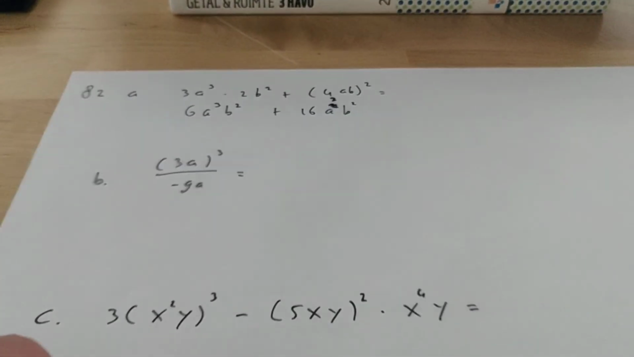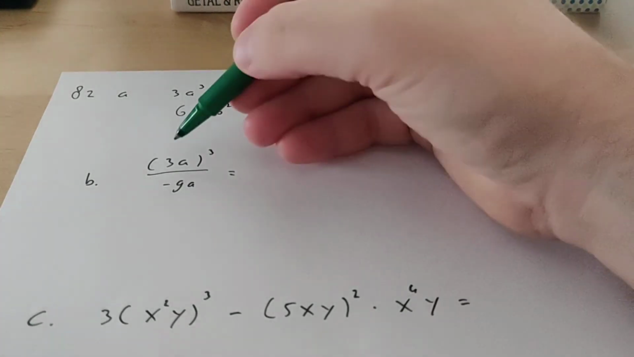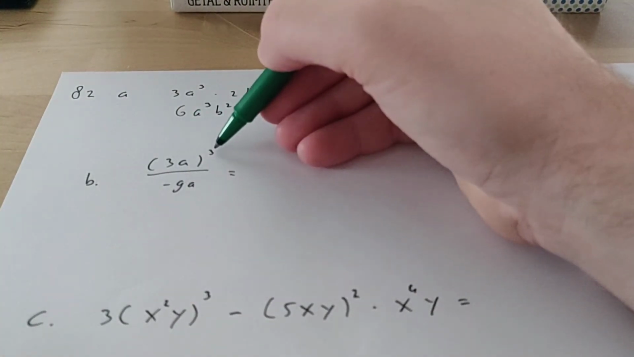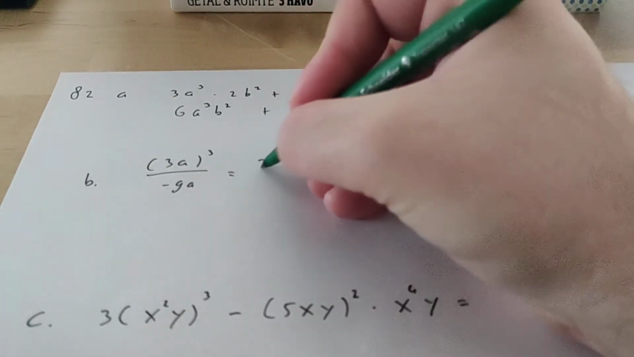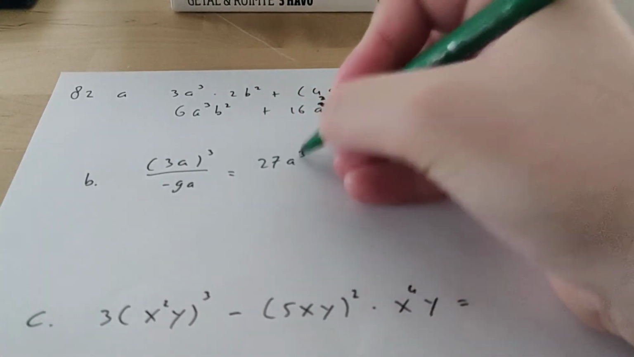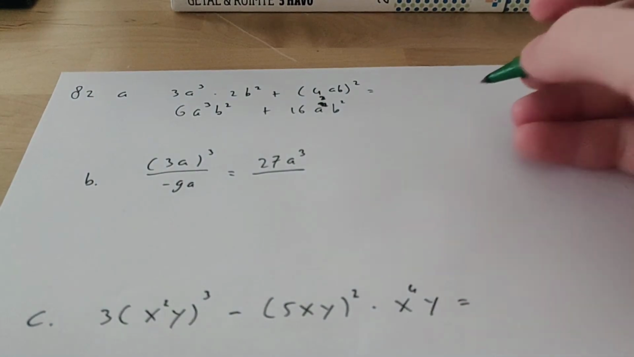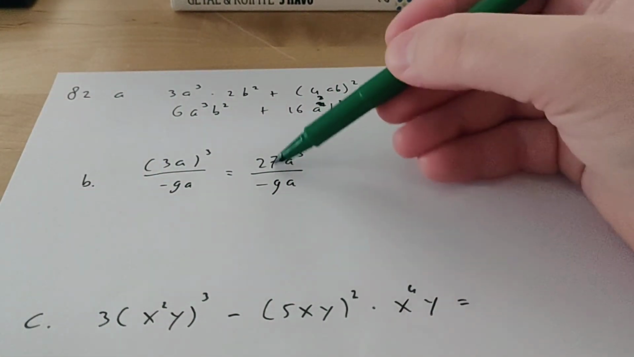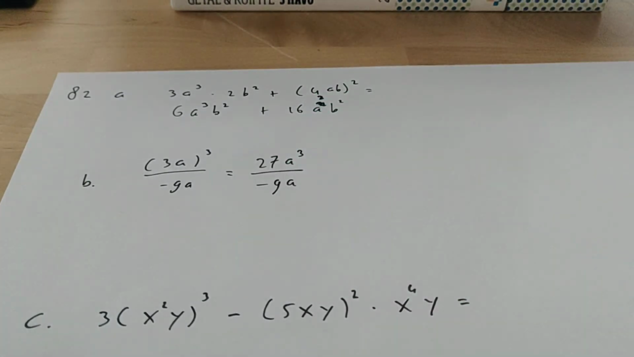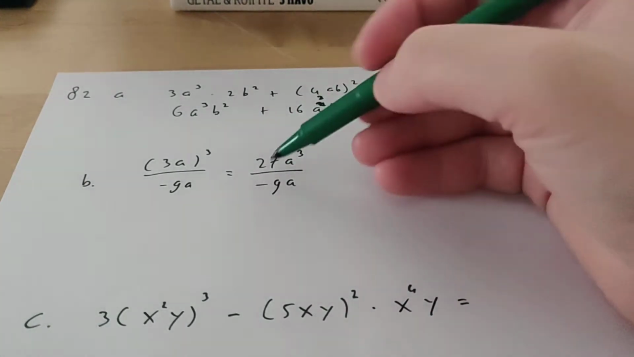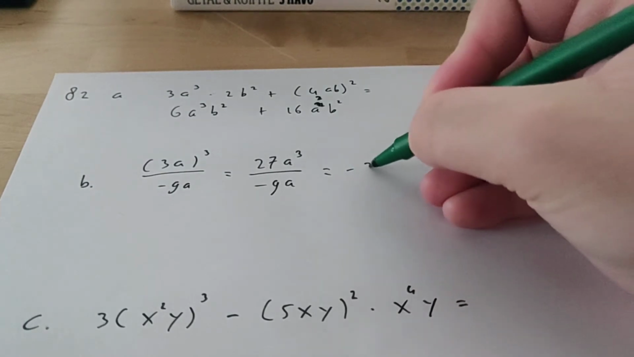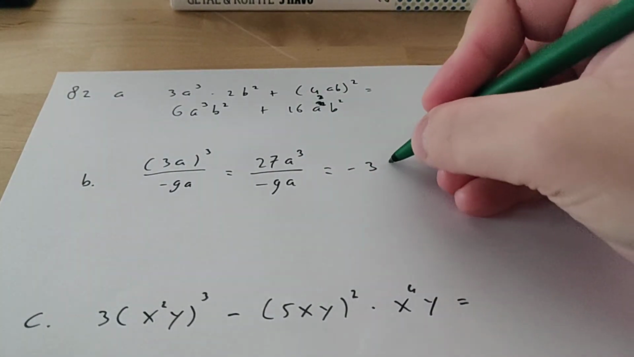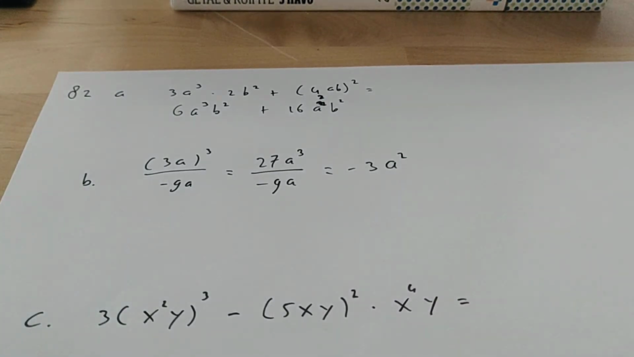Let's move on to exercise 82b. Here we have 3a to the power of 3, so first we're going to do 3 to the power of 3. 3 times 3 is 9, times 3 is 27. So this is 27a to the power of 3. Divided by minus 9a. Now first we're going to divide the normal numbers. 27 divided by 9 is 3, but one of them is negative, so your answer is going to be minus 3. And then here we have a to the power of 3 divided by a, and then you have a to the power of 2 left.